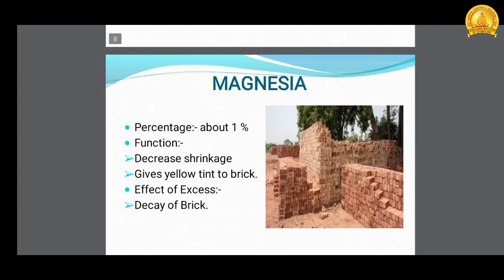Next, and the final component, is magnesia. Its percentage is about 1%. It is responsible for reducing shrinkage. Magnesia causes a yellowish tint to brick. Inadequate magnesia causes decay of brick.